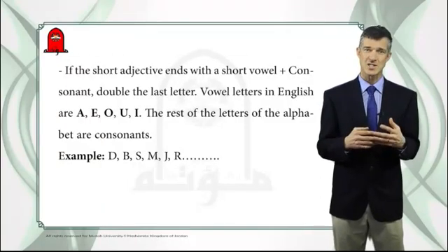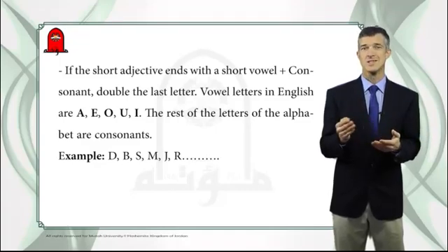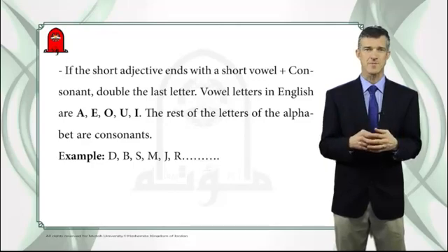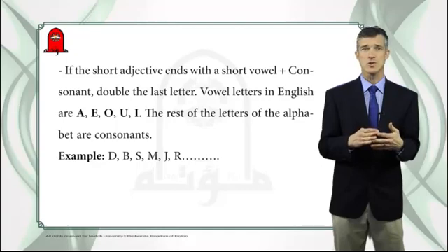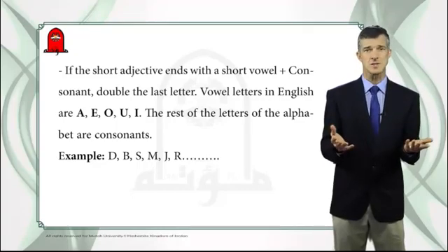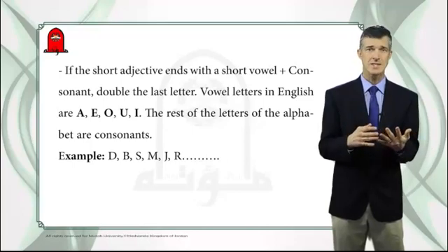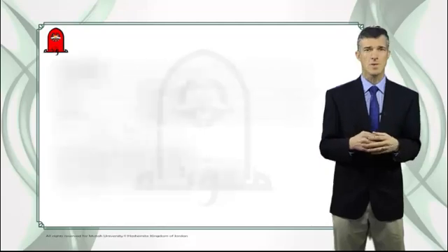If the short adjective ends with a short vowel plus a consonant, double the last letter. Vowel letters in English are A, E, O, U, I. The rest of the letters of the alphabet are consonants. Example, D, B, S, M, J, R.